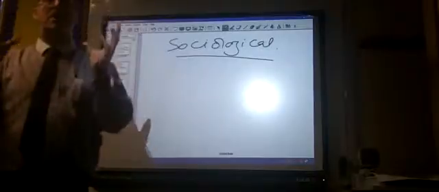Sociological just means looking at the demographics of a country. So it's the demography. It's looking at trends and patterns within a country.